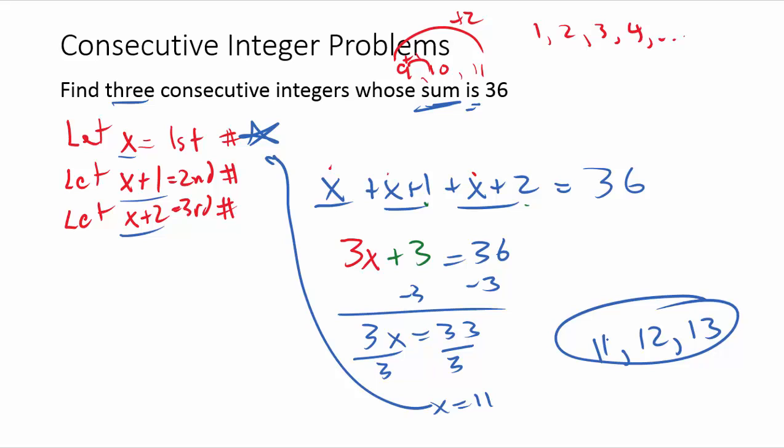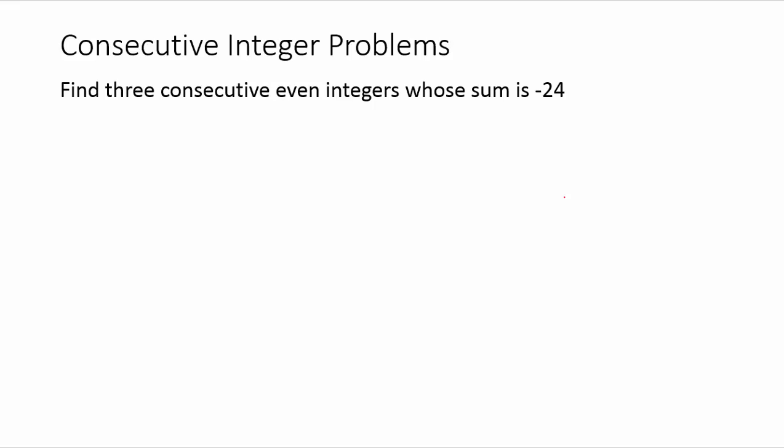We can check the answer pretty quickly by just adding them up. So we'll do 11 plus 12 plus 13. Their sum should be 36. If we add these up, 1 plus 2 plus 3 is 6. 1 plus 1 plus 1 is 3. So 36, so you can see that this is the correct answer. Okay? Jump to another example here.